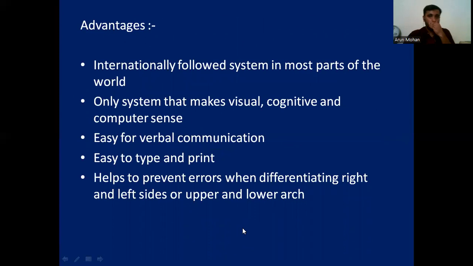So the advantage of the system is that it's an internationally followed system in most parts of the world. So there will be a lesser communication gap between different parts of the world when we use the system. It's the only system that makes visual, cognitive, and computer sense. It's easier to communicate. Even though it's not a graphic notation, it gives a visual representation of the arch where the tooth is present. It is easier to type. It is easier to communicate the number. It's easier for verbal communication. And it helps to prevent errors when differentiating right and left. Again, similar to Palmer, here also the chances of errors when we try to differentiate right and left or upper and lower arches are less. So it's a very advantageous system, and due to these reasons, it's the most common system of tooth numbering used.